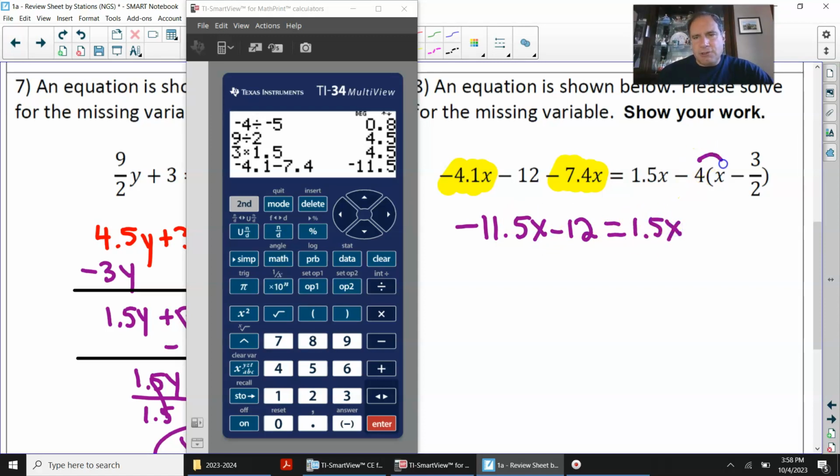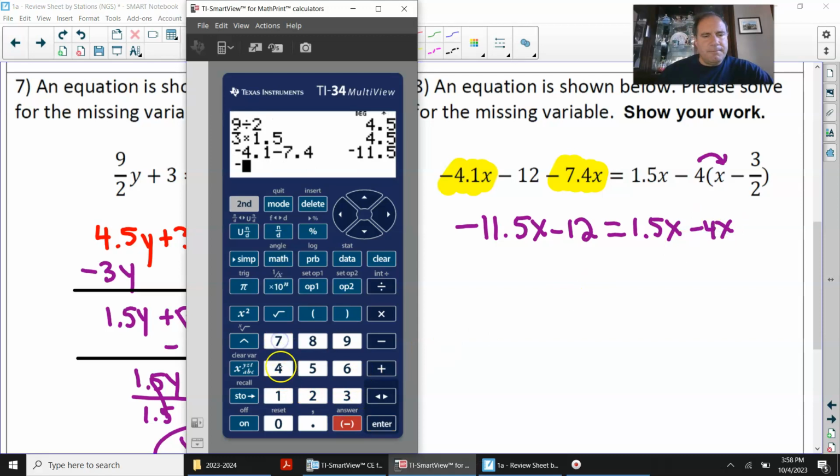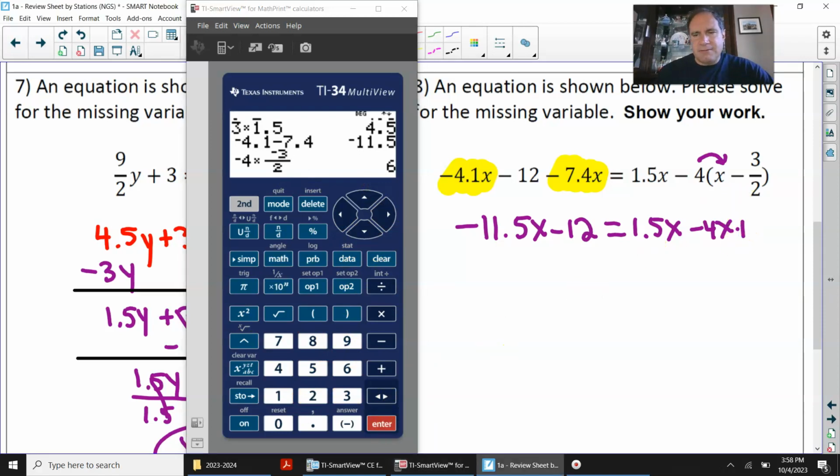And then here we go with distributive property. Negative 4 times x is negative 4x. And then negative 4 times negative 3 over 2. And let's see what that comes out to be. Hopefully it's nice. It is nice. So that's a positive 6.